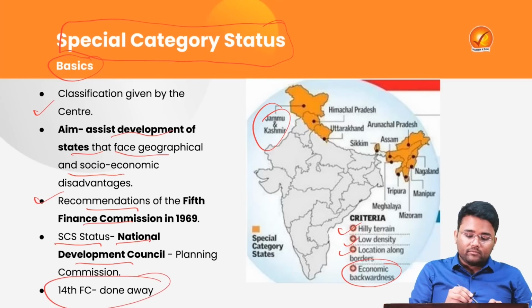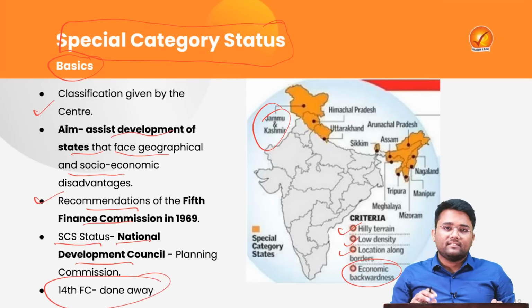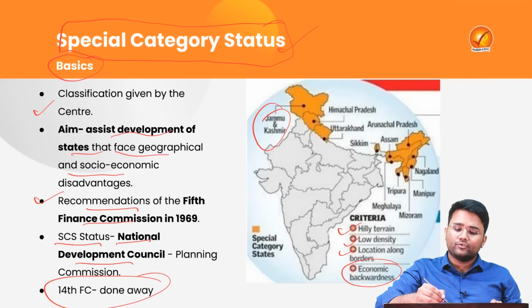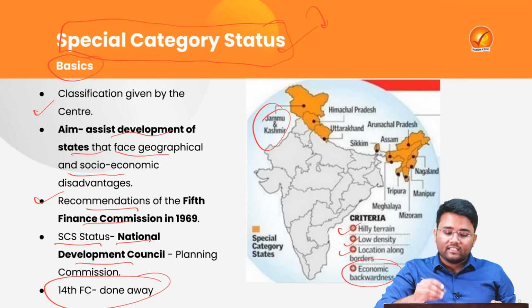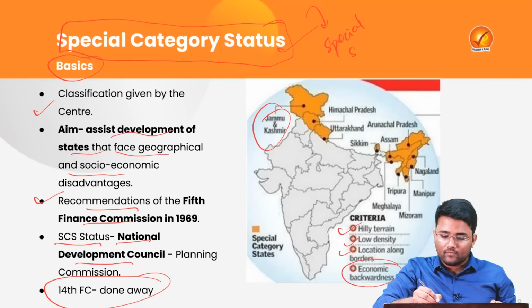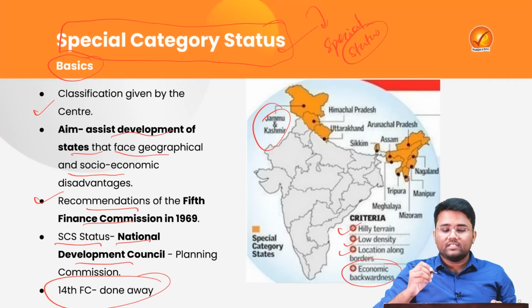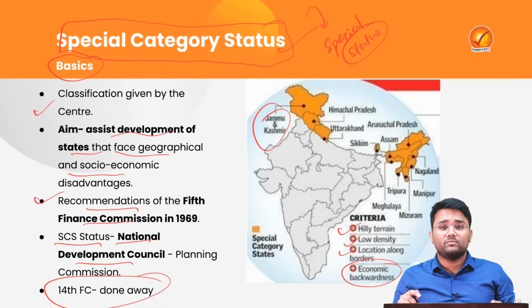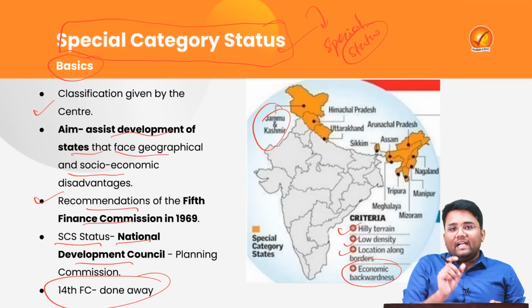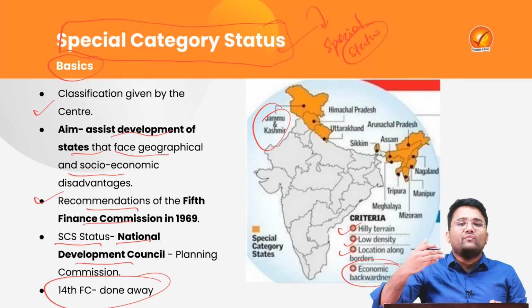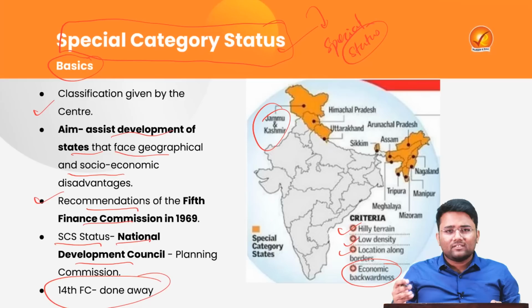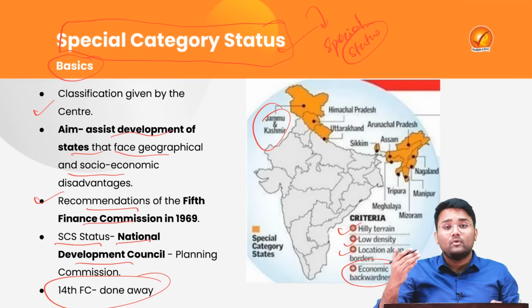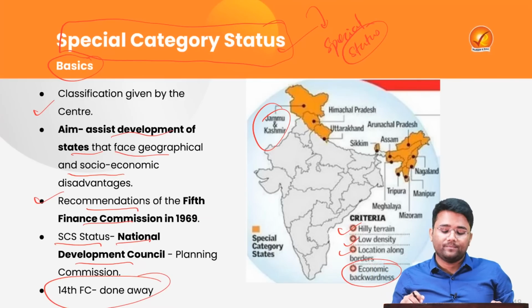The 14th Finance Commission has done away with special category status. As of now, we do not have this mechanism of special category status. Here, we'll also have to understand that we have similar nomenclature with regard to special status, for example, the status that earlier Jammu Kashmir had under Article 370. So, special category status is mainly looking into the financial aspects, whereas special status also looks into providing some autonomy in the political aspects also.